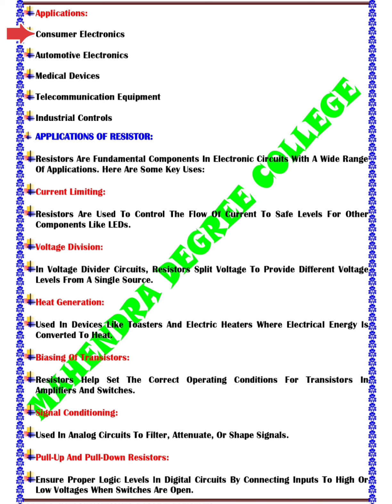First one. Consumer electronics. It means surface mount resistors are essential in devices like smartphones, laptops, and other compact gadgets, where space is at a premium. Second one. Automotive electronics. It means these resistors are used in automotive applications, including sensors and engine control units, due to their reliability and ability to withstand harsh conditions.